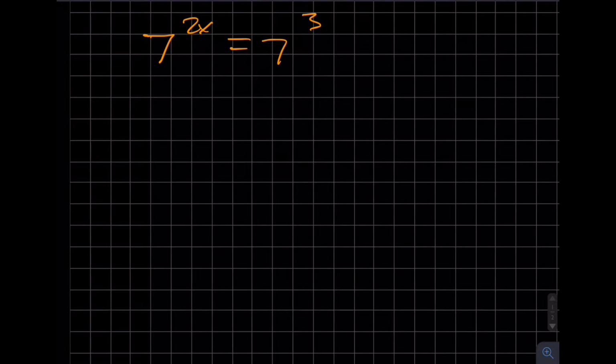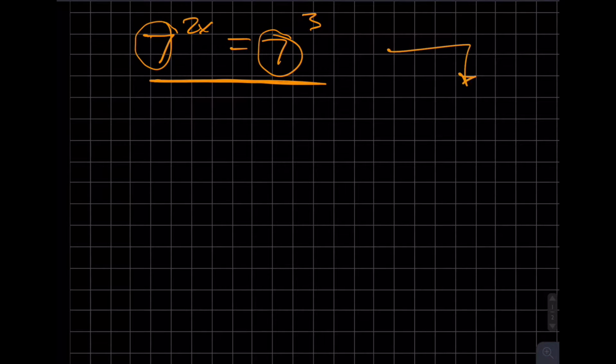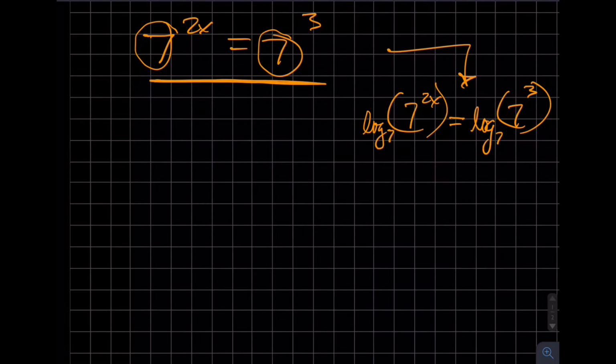So I asked this question: if I have this left-hand side and right-hand side of this equation, since the bases are the same, I can think of it analytically by taking the logarithm base 7. So I can take the log base 7 of 7 to the 2x and take the log base 7 of 7 cubed. So I'm taking the log base 7 of both sides. Now if I do it the long way, I know that I can take this exponent and write it this way.